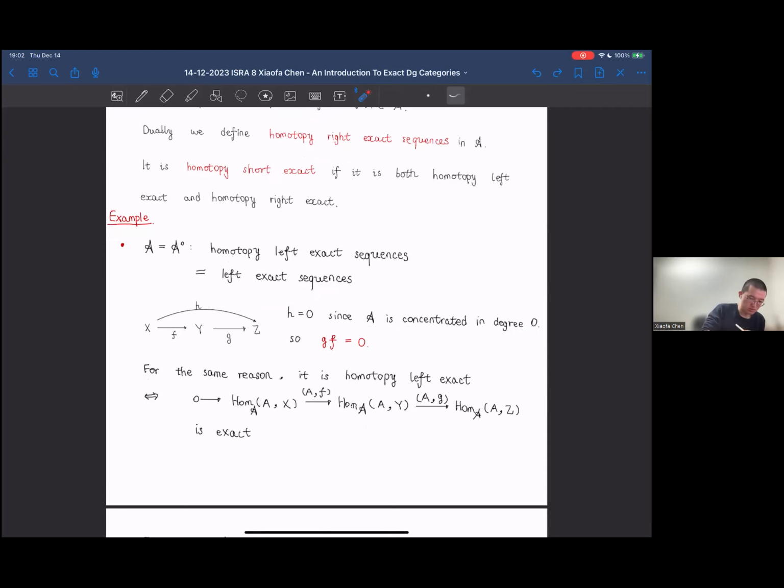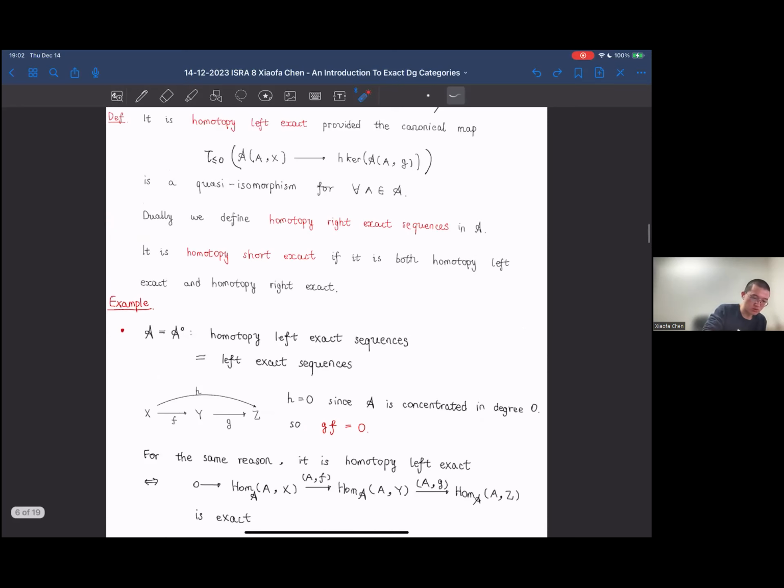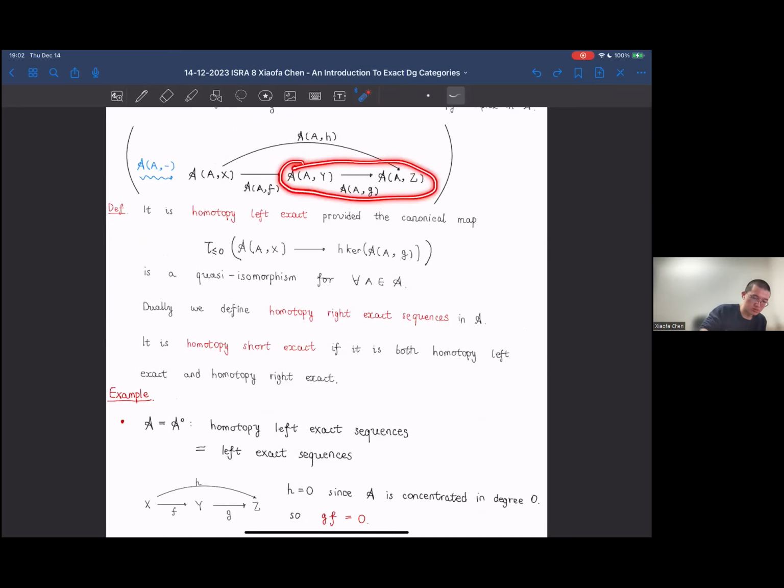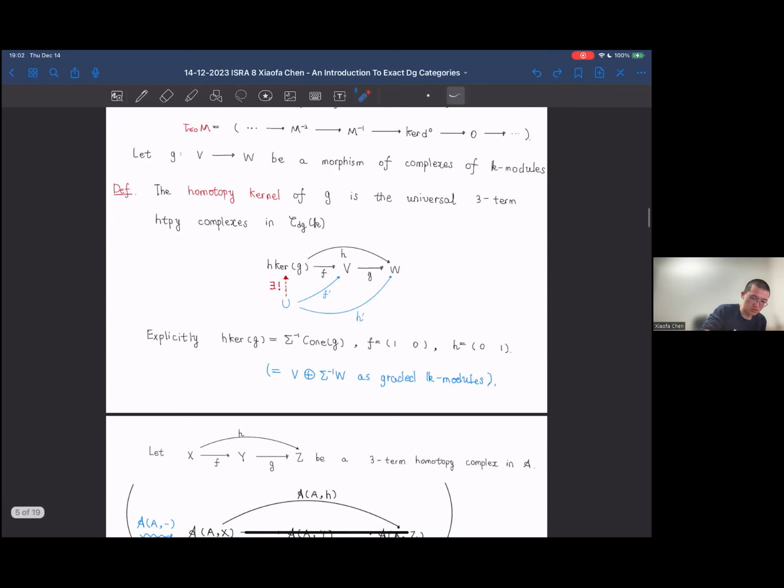when we apply the Hom functor to this diagram, and to this diagram, and this here, this will be a triangle. It will give a triangle in the derived category of K modules. So if we take the homologies, we'll get a long exact sequence.